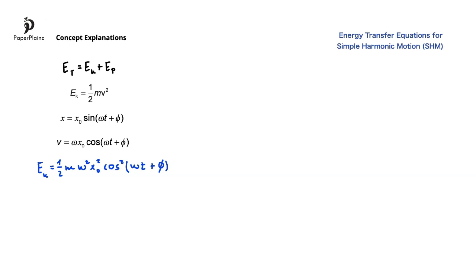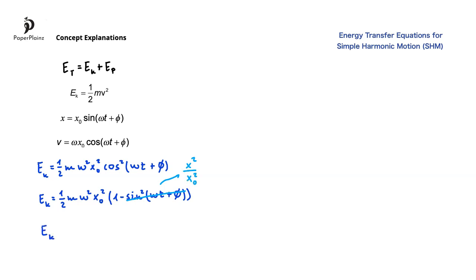This means that we can rewrite cosine squared (omega t plus phi) as 1 minus sine squared (omega t plus phi), which gives us that Ek is equal to 1/2 m omega squared x0 squared times (1 minus sine squared (omega t plus phi)). In our next step, we'll use the simple harmonic motion displacement formula. Rearranging this formula, we get that sine (omega t plus phi) is equal to x over x0, so here we can replace sine squared (omega t plus phi) by x squared over x0 squared.